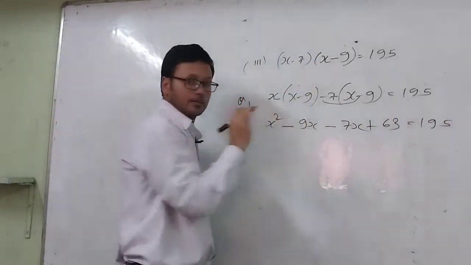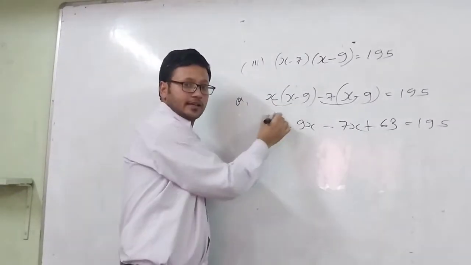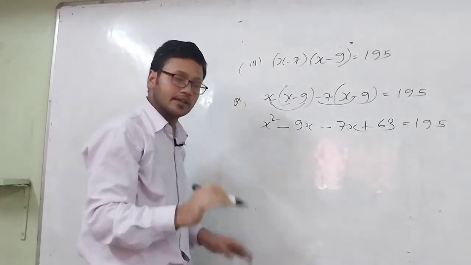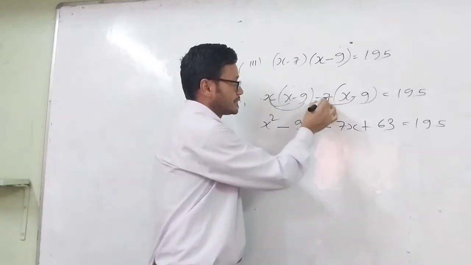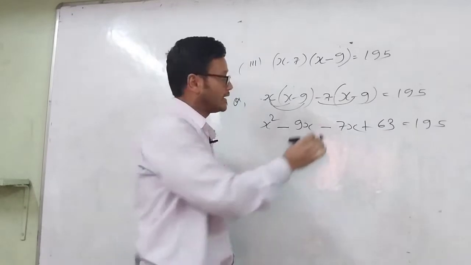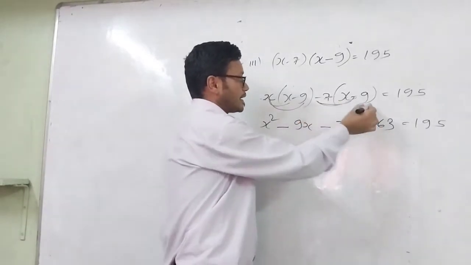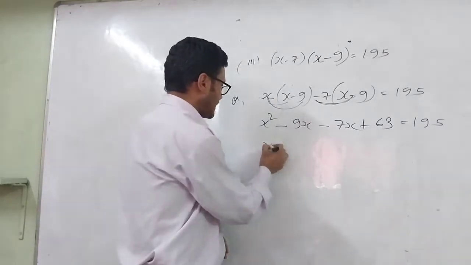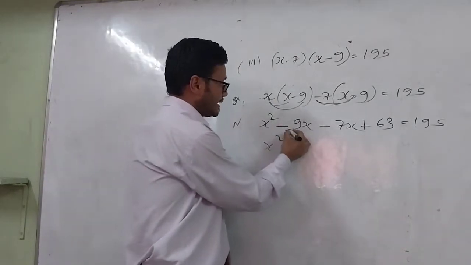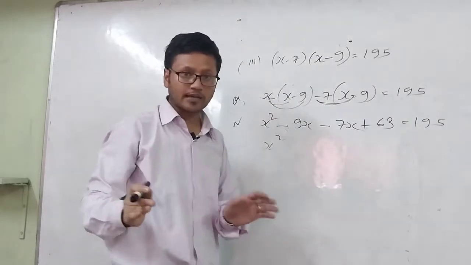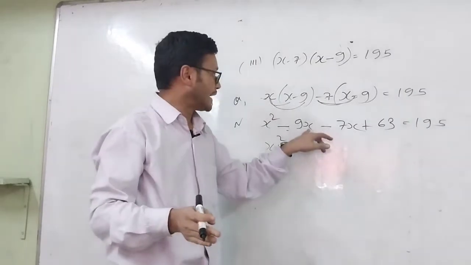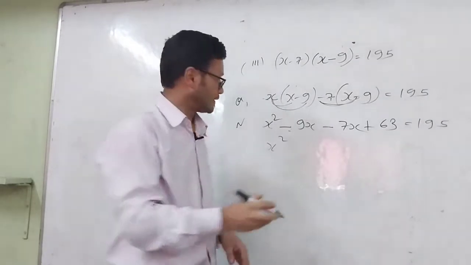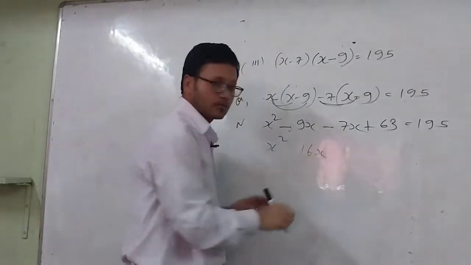Now first I'll multiply. x into x, x square; plus into minus 9, x into 9, 9x. Finish. Again minus into plus, minus; 7 into x, 7x. Finish. Then minus into minus, plus; 7 nines are 63. We have completely multiplied. Now x square, minus 9x minus 7x we have to add because they are like terms, because x and x are like terms. That means 9 plus 7, 16x.